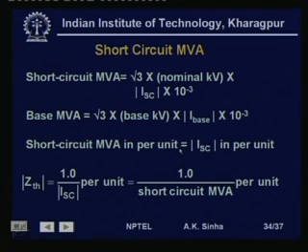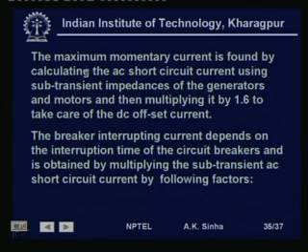Now, if we look at the Thevenin's equivalent circuit, and the voltage in per unit as we have assumed to be 1 per unit, then we will get the Thevenin's impedance as the voltage divided by the short circuit current. So, Thevenin's impedance at the short circuit time is 1 divided by ISC, which is equal to 1 by short circuit MVA in per unit. Now, the maximum momentary current is found by calculating the AC short circuit current using subtransient impedance, that is, instantaneous fault current we are talking about. So, we use subtransient impedance, and to take care of the DC offset current we multiply it by 1.6 times.